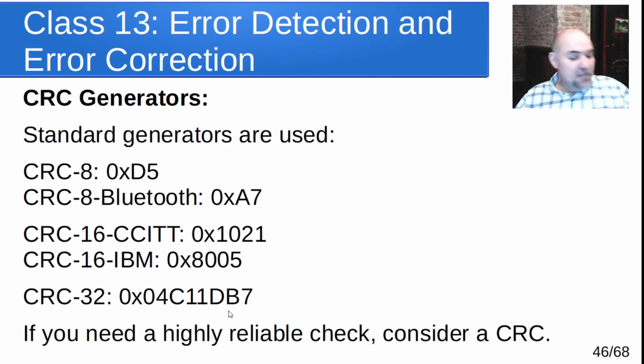And I would suggest if you ever have to do some kind of check that requires high reliability, consider using CRCs because they're easy to calculate. The code to calculate them is really efficient, but they're very effective at catching errors. And in fact, the internet itself uses CRCs for packets. Wi-Fi networks use CRCs for wireless traffic and so forth.